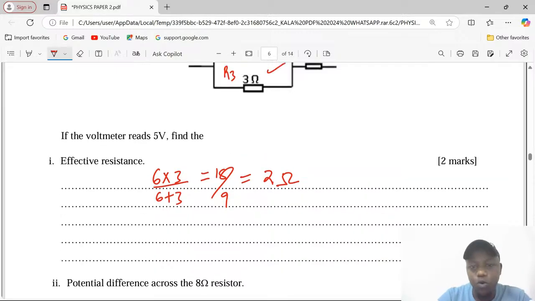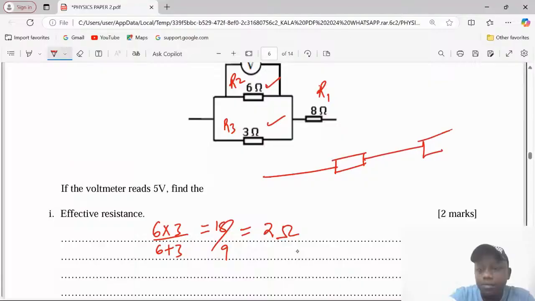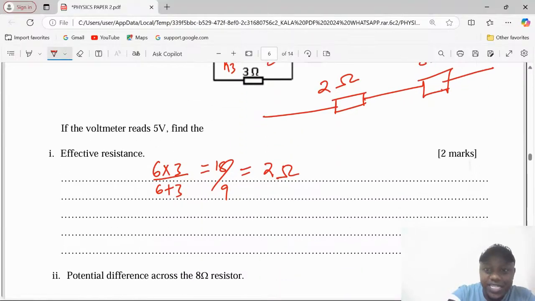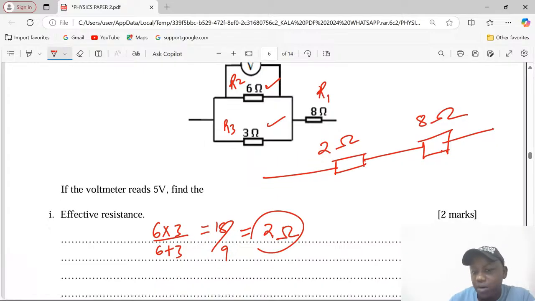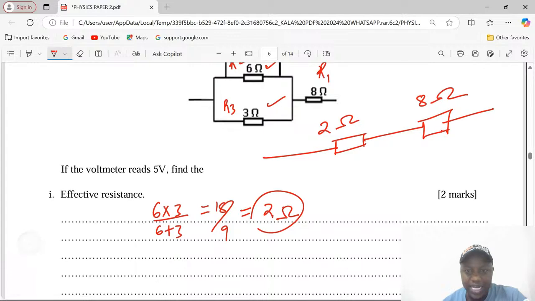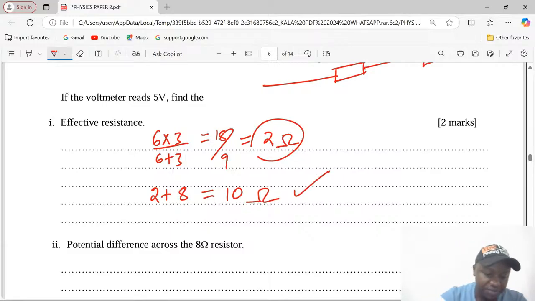Let's label this resistor 1, then resistor 2, then resistor 3. Finding the effective resistance for 2 and 3, we have 6 and 3: 6 times 3 divided by 6 plus 3. This is 18 over 9, giving us 2 ohms. Now with 2 ohms there, we have 2 ohm and 8 ohm, and they are now in series. We are reducing R2 and R3 to one resistor of 2 ohms, so that together with 8, which are in series, they will be added. So 2 and 8 give us 10 ohms.